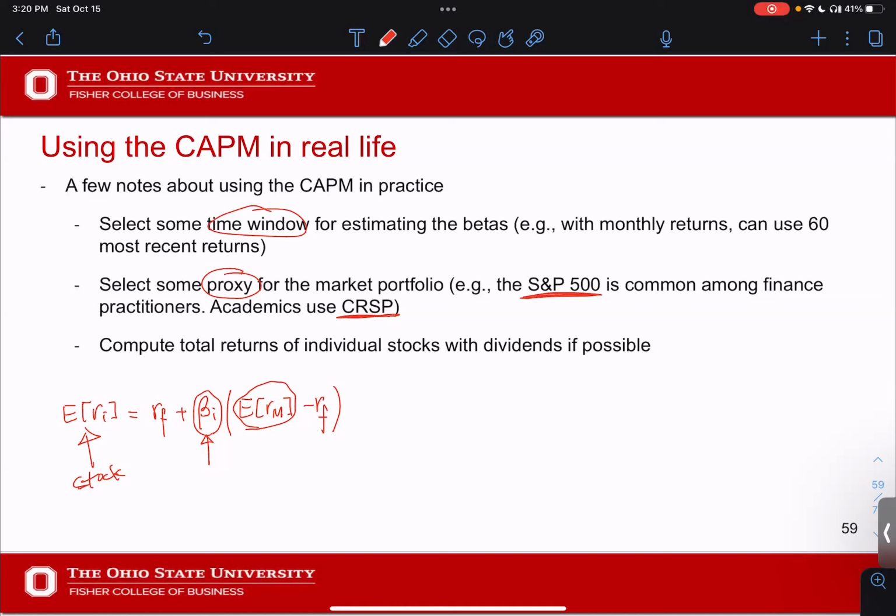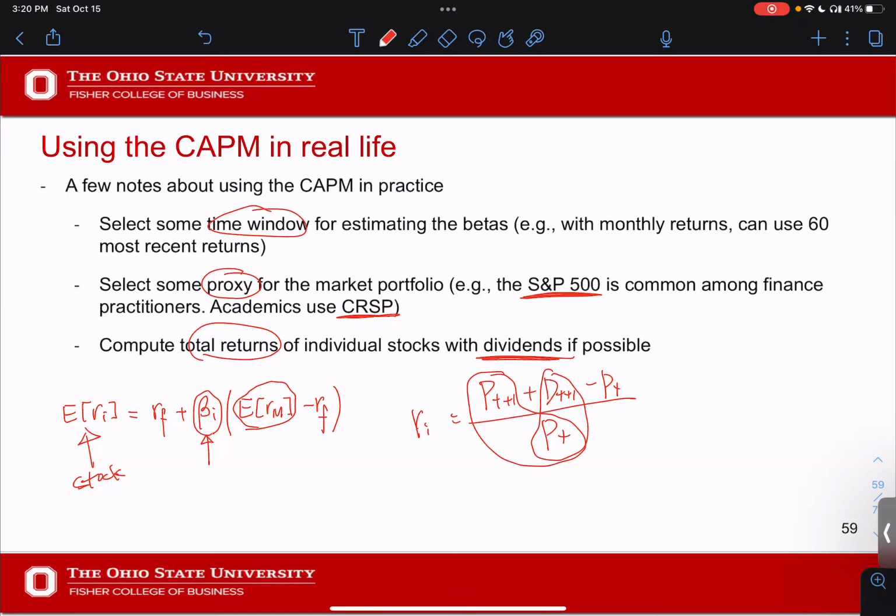And the third one is when you compute the total returns, sometimes you need to include dividend. As we talked earlier, the return equals P(T+1) plus dividend(T+1) minus P(T). So it has both parts. One is the capital gain part, one is the dividend yield part. So dividend is also necessary to be adjusted.